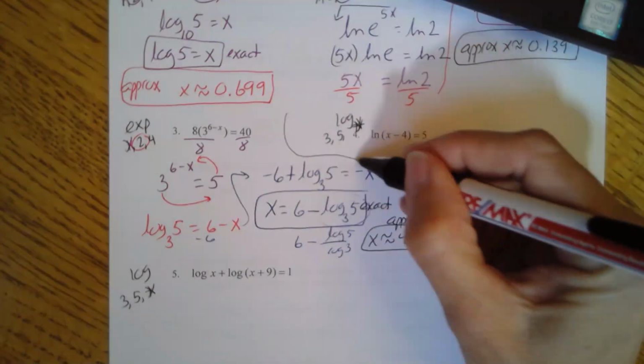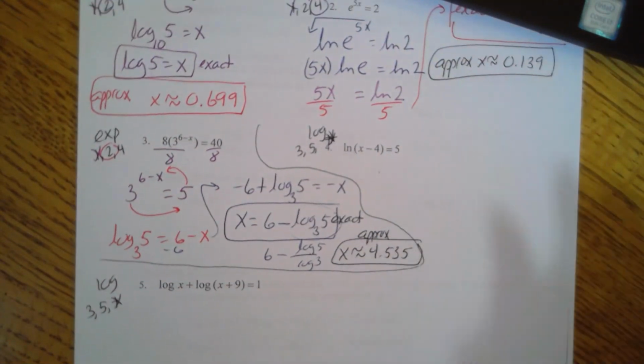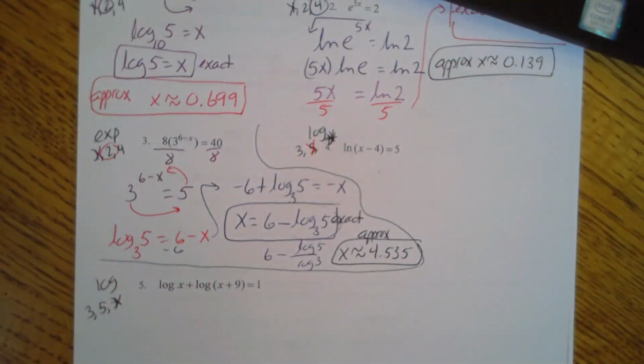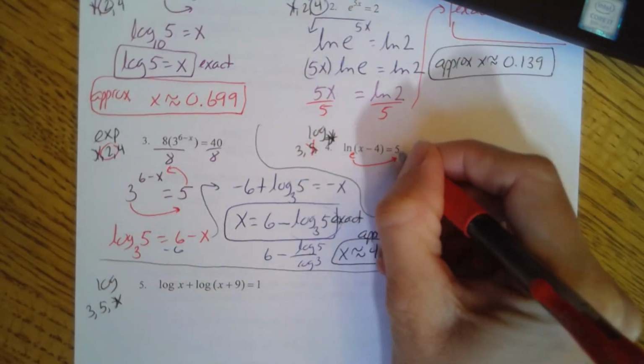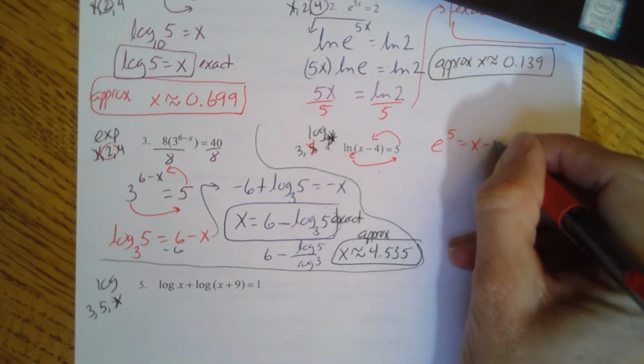All right, number 4. We have one log, and if we have one log, we're going to do the circle. That's the only option we have. So strategy 5 is out. Strategy 3 says do the circle. But you have to know what ln has a base of to do the circle. Well, ln has a base of e. So e to the 5th equals x minus 4.